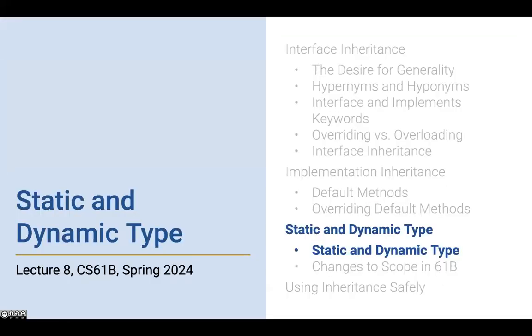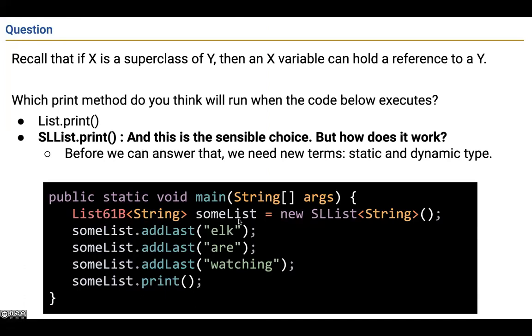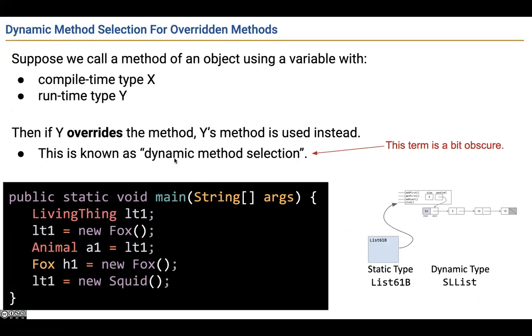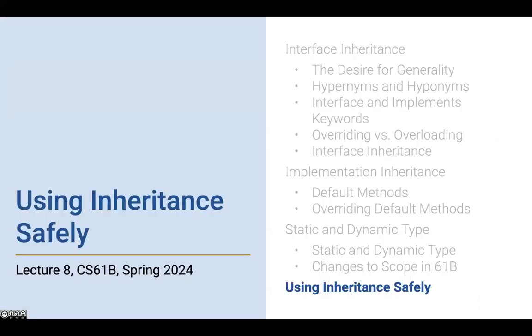So like we saw from earlier, right? What is the static type? It's list61b because that's what I declared SUMList to be. What is the dynamic type? It's slist because it's currently pointing at an slist. And because slist overrode what the boss said, had its own custom-built print method, we're going to use the dynamic type's overridden method instead. So that's the rule you have to know. Sometimes people call it dynamic method selection, but that's the rule. If the dynamic type overrides, use the dynamic type's overridden method.